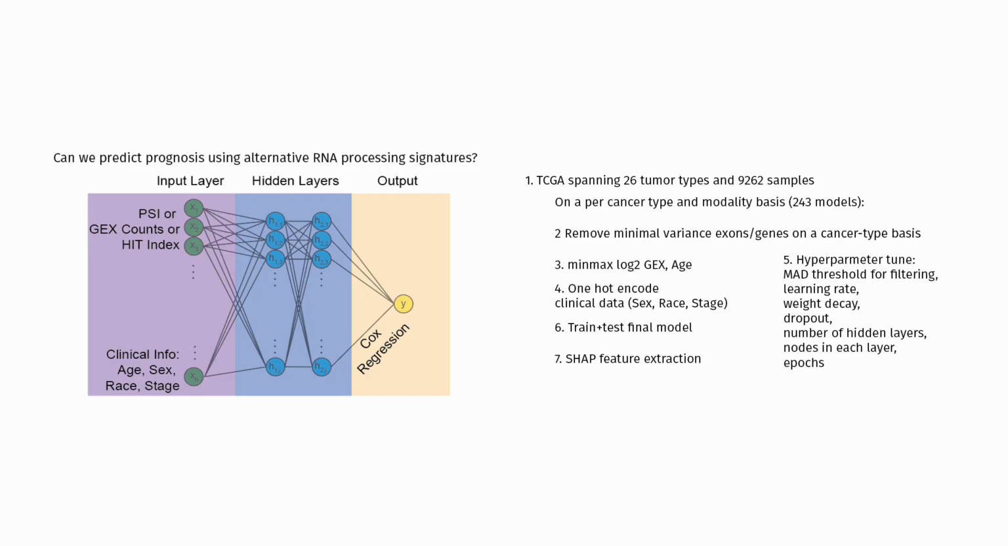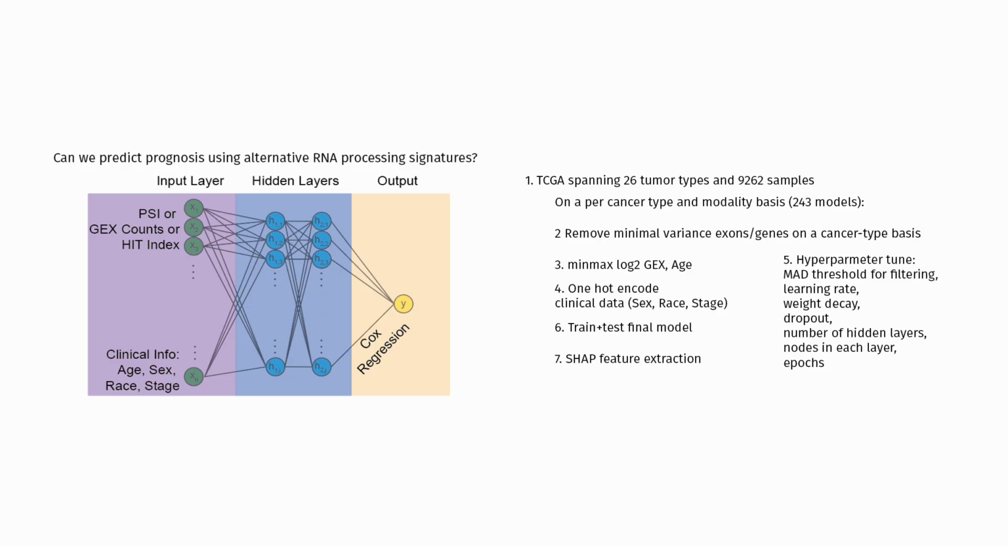So the question that we're really focused on answering is whether we can predict prognosis using alternative RNA processing signatures. So to do this, we looked at the Cancer Genome Atlas samples spanning 26 tumor types and around 9,000 samples. And on a cancer type and modality basis, so 243 models, we trained and tested MLPs with a Cox head. And so the input to each of these, dependent on the model, would be a psi score or gene expression counts or the HIT Index. And along with each of these scores, we also feed in clinical information such as age, sex, race, and stage.